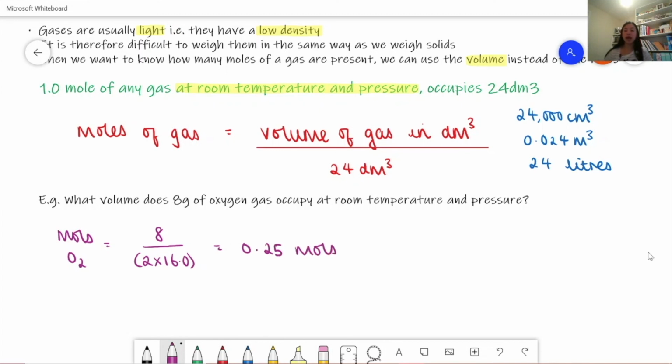And so we must have a quarter of this 24 decimeters cubed, because we only have 0.25 moles. We don't have 1 mole. And so to find the volume of the gas in decimeters cubed, we rearrange this equation that we have with the moles of gas and the 24 decimeters cubed. So it would be 0.25 times by 24, and this equals 6 decimeters cubed.